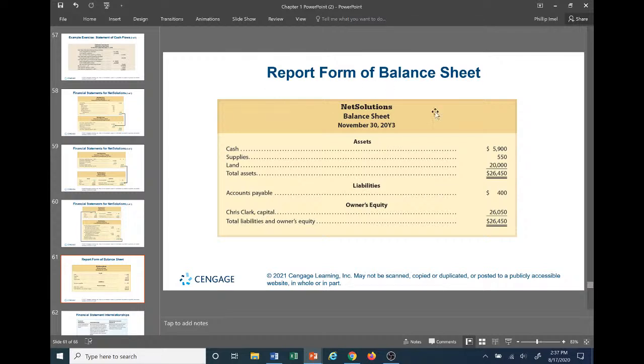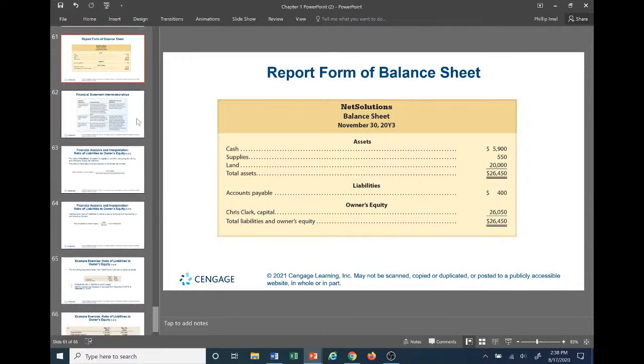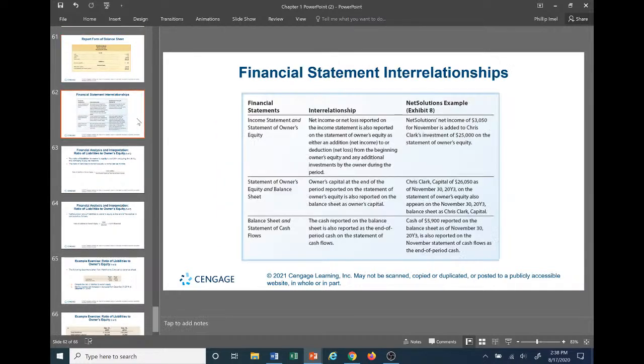Okay, report form of balance sheet. Net Solutions balance sheet, remember, at a point in time: cash $5,900, supplies $550, land $20,000, total assets $26,450. Remember we had liabilities of $400. And now we have the owner's equity of $26,050. So total liabilities and owner's equity matches that of the assets of $26,450. I hope that shows a good way that these financial statements interrelate with one another.